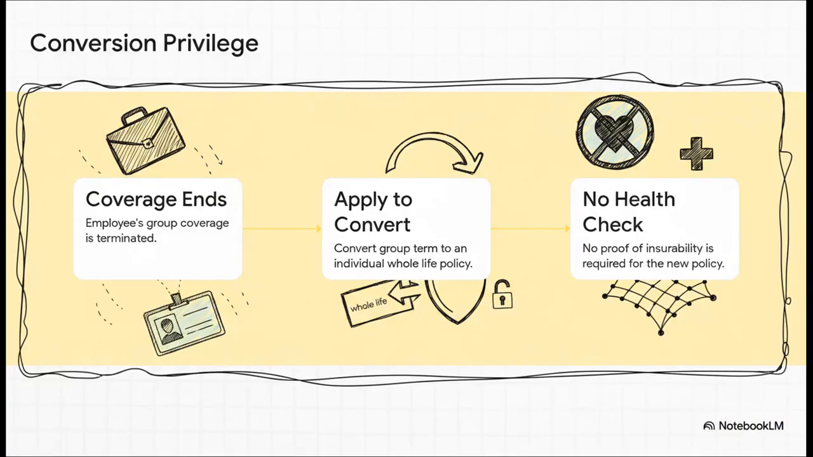Okay, this right here, the conversion privilege, it's a huge deal. It means if you leave your job, you have the right to convert your group term insurance into an individual whole life policy. And get this, the best part: you don't have to prove you're insurable. It's a guaranteed safety net.